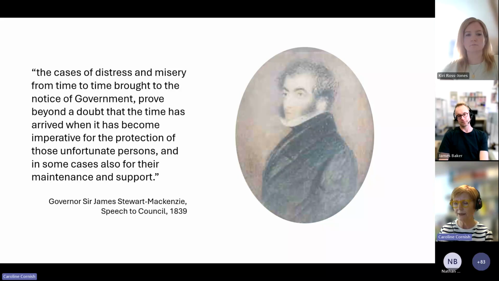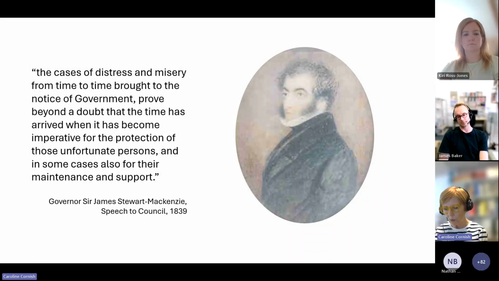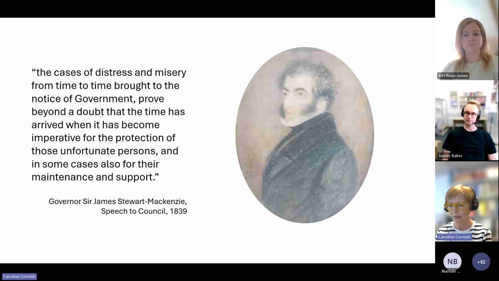So in 1839, the governor of Ceylon, Sir James Stuart Mackenzie, reported to council that, quote, the cases of distress and misery from time to time brought to the notice of government prove beyond a doubt that the time has arrived when it's become imperative for the protection of those unfortunate persons, and in some cases also for their maintenance and support. But was the work undertaken at the asylum curative for the inmates or remunerative for the asylum?